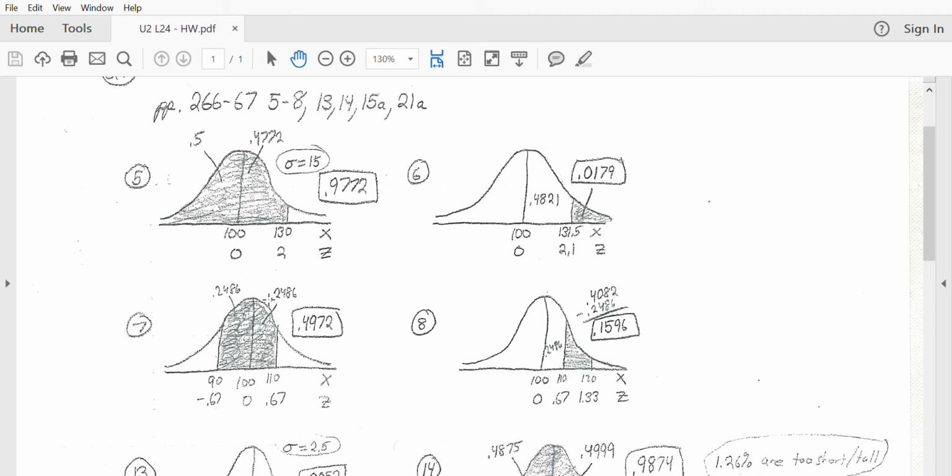So if you look at number 5, unfortunately, this recording process only allows me to view the sheet that I started the recording on. So I am going to go to my book and read number 5.